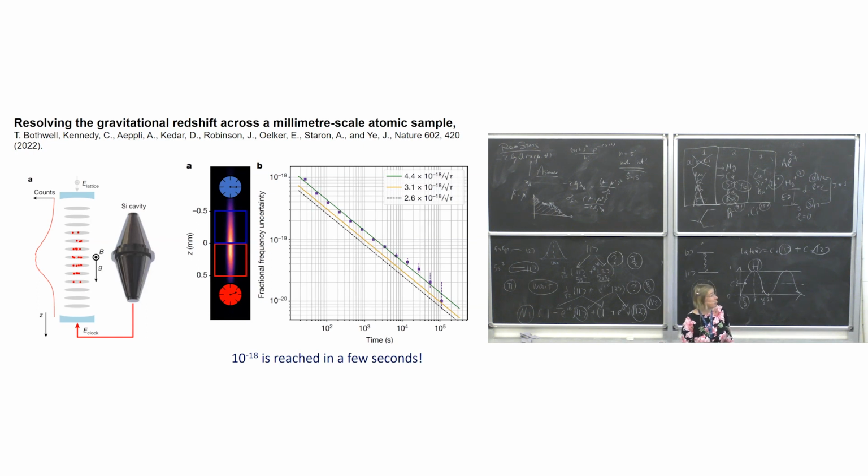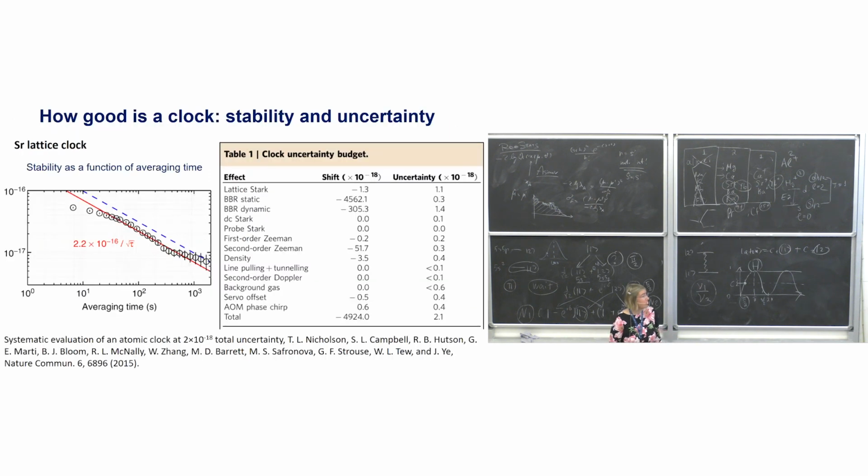This is a gravity measurement. They actually tell the difference in position of atoms in this part and this part. So they actually measure the redshift at a millimeter scale. There are two teams in the world which have done it recently. And you see that's 2022, that's new.